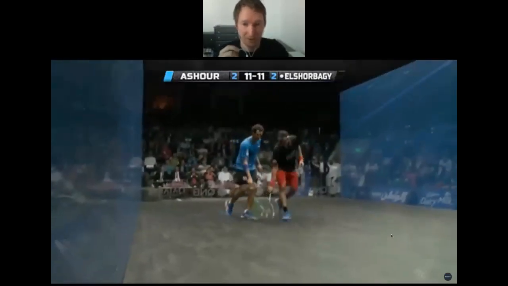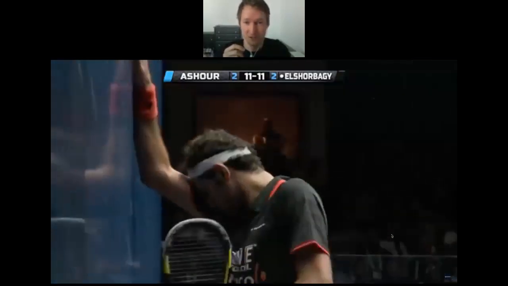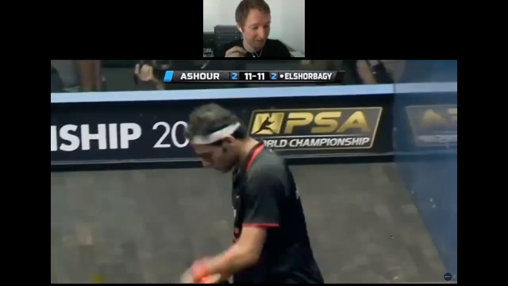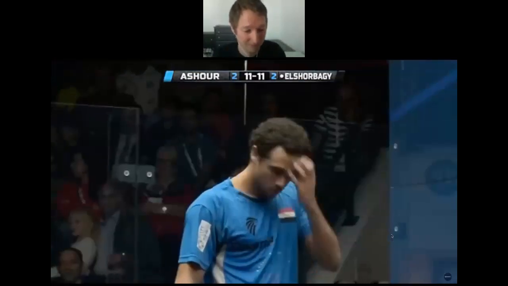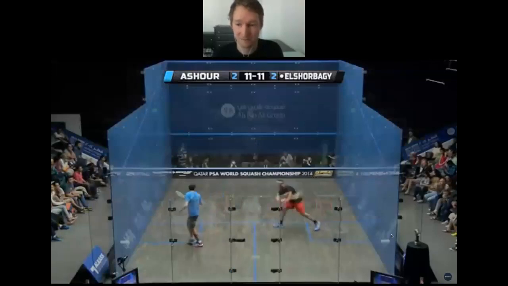I love that shot there where Ramy shapes to go cross court, shapes to go cross court, and actually cuts across the ball and goes straight there. That's fantastic. 6-5 Ramy.